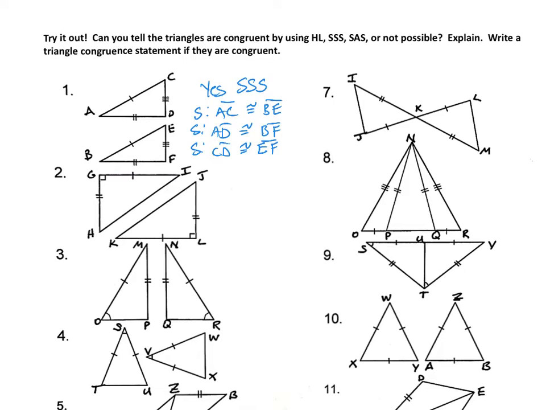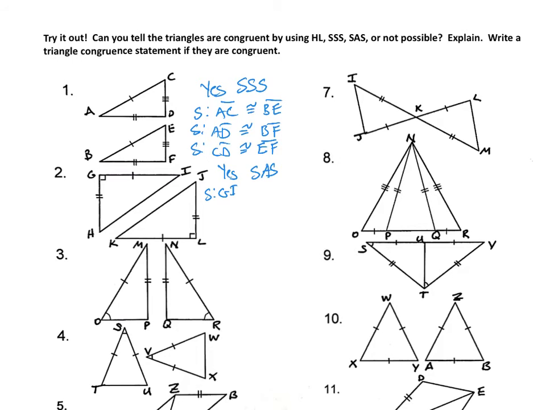Let's check out number two. Ooh, we have some right angles. And I don't see the hypotenuse being congruent, but I see the two sides. So we can't use hypotenuse, leg, but we have another alternative. We have a side, angle, side that we can use. So number two, this is a side, angle, side, because we have a side here.